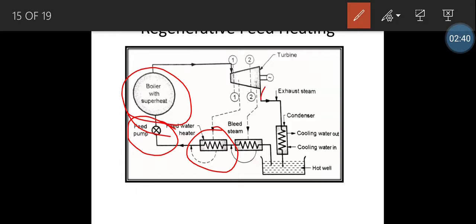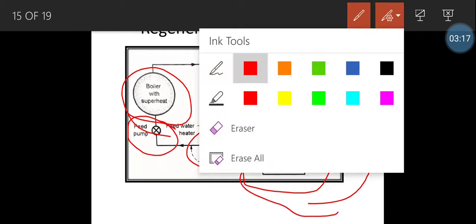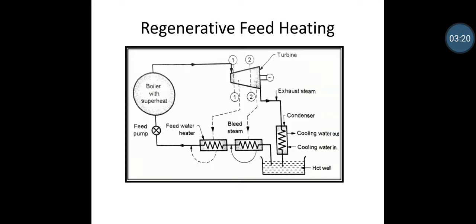On the other part, the exhaust steam is passed to a condenser. What does the condenser do? The condenser cools the steam. In the condenser, the water is stored in this area, which is called the hot well. Cool water is passed in and passed out, so a change of phase occurs and the steam reaches the liquid phase, which is stored over here in the hot well. So this is all about regenerative feed heating.